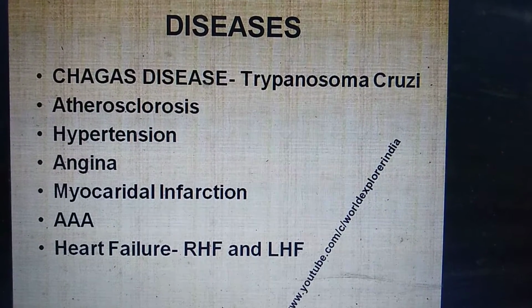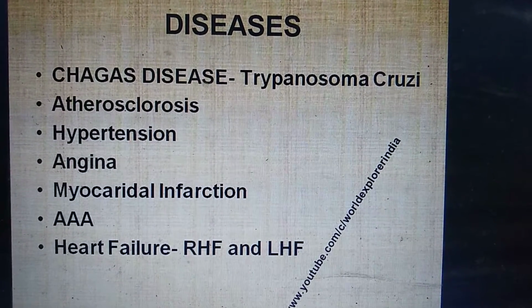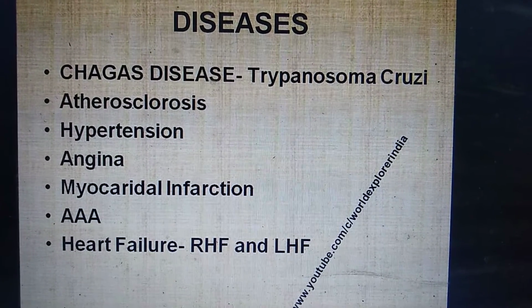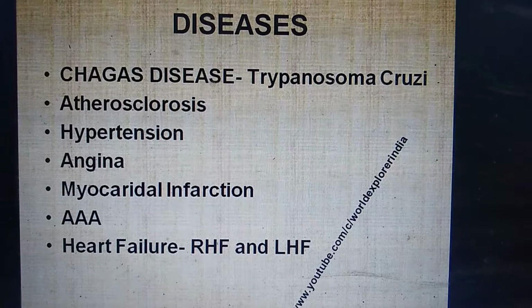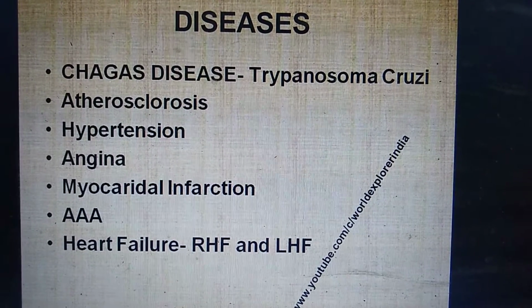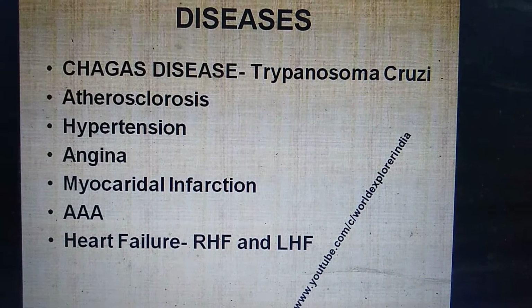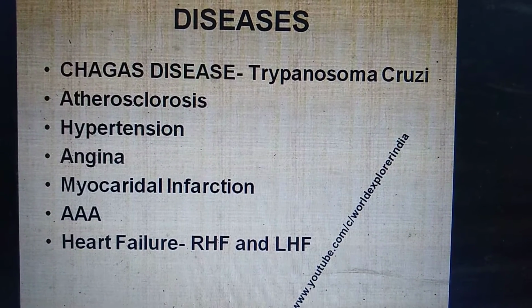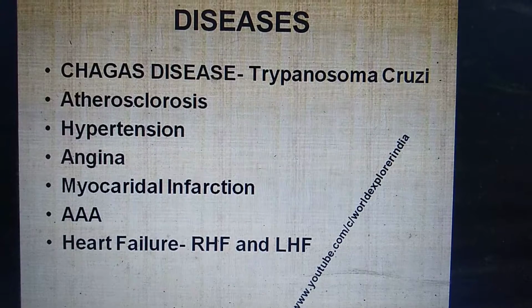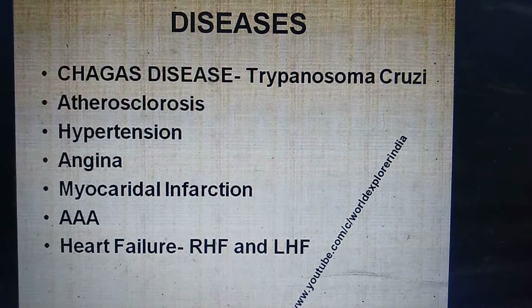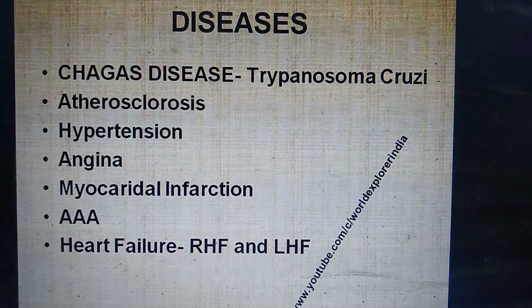Some of the diseases: Chagas disease, which is caused by Trypanosoma cruzi, and atherosclerosis, which is plaque accumulation, that is fatty accumulation in the blood vessels. Then hypertension, increased blood pressure; angina, chest pain; myocardial infarction; AAA, abdominal aortic aneurysm; and heart failure, again right heart failure and left heart failure. So these are the diseases which we will discuss in coming days.